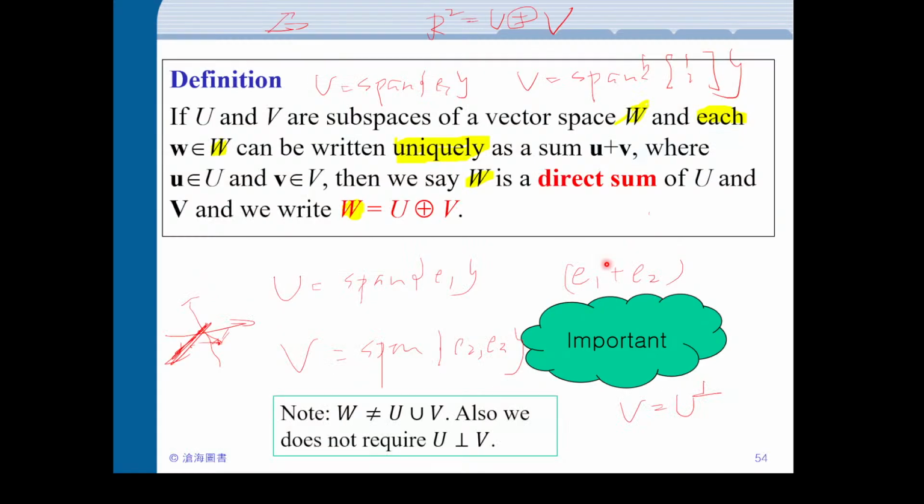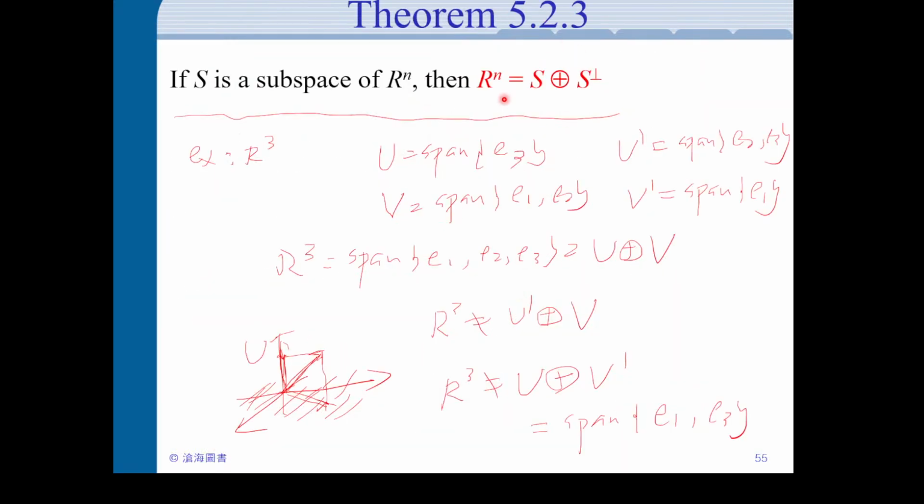That's a tricky point about this definition, and let's see a theorem. We want to use this definition to say more about orthogonal complements. This is something you might have expected, and now we prove it: you have two orthogonal complements, and you take their direct sum, it will become your Rn. This is the whole space. Here are some examples.